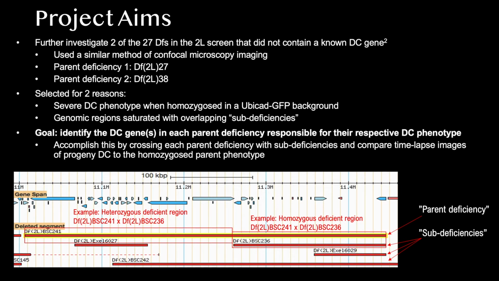In accordance with the 2L deficiency screen, these deficiencies, which we will now call parent deficiencies, are numbered based on the chromosomal position of their breakpoints, with lower numbers indicating closer proximity to the telomere. These 2 parent deficiencies were selected for 2 reasons. First, their embryos displayed a severe DC phenotype when homozygous in a Ubi-cadherin-GFP background. Second, their genomic regions are saturated with overlapping subdeficiencies.